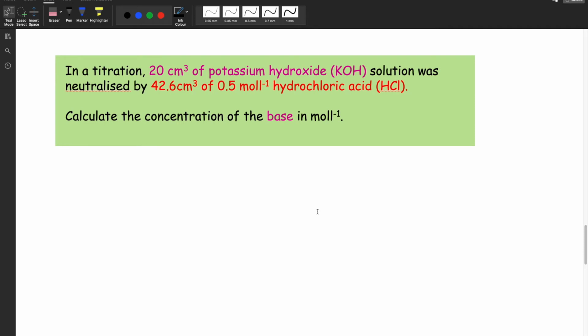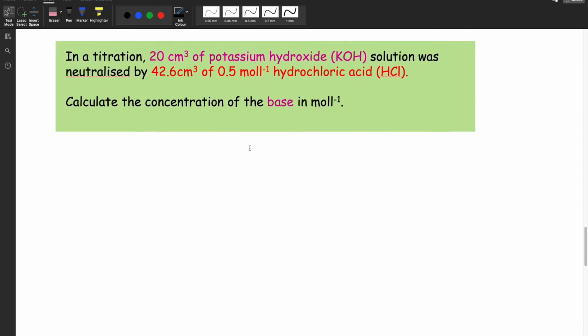It says, in a titration, 20 centimeters cubed of potassium hydroxide, which is KOH, solution was neutralized by 42.6 centimeters cubed of 0.5 mole per litre hydrochloric acid, which is HCl. This time it asked us calculate the concentration of the base. So in the last two it asked us to calculate the concentration of the acid. This time we're going to calculate the concentration of the base.